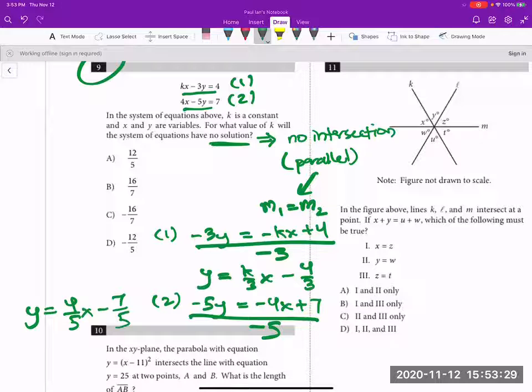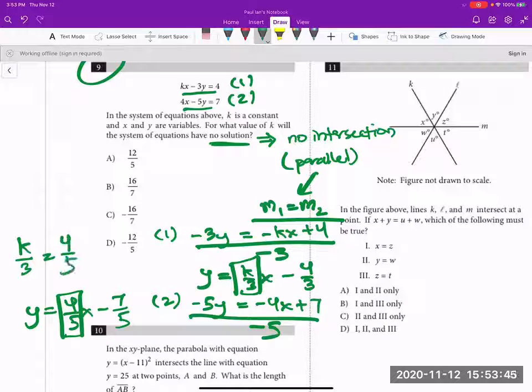And after that, your m, k over 3, has to equal this guy, right? From what we said. And then you solve for k. So k here equals 12 over 5.